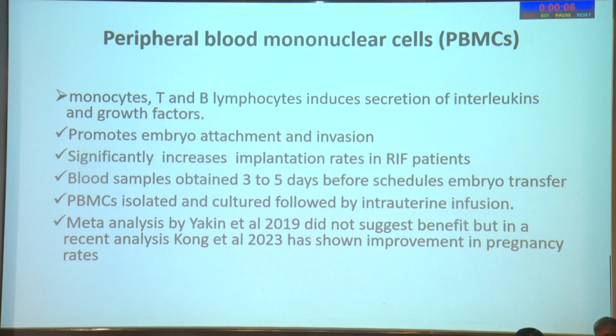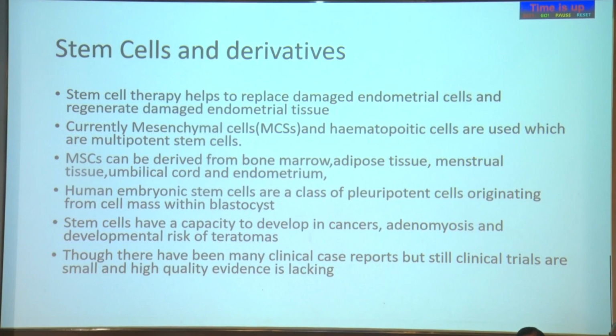Then peripheral blood mononuclear cells, which contain monocytes and T and B lymphocytes, induce secretion of interleukins and growth hormones, promote embryo attachment and invasion, and increase implantation rate. The blood samples are obtained 3 to 5 days before the scheduled embryo transfer, isolated, and intrauterine infusion is done. A meta-analysis, however, did not suggest benefit, but a recent analysis in 2023 has shown improvement in pregnancy rates.